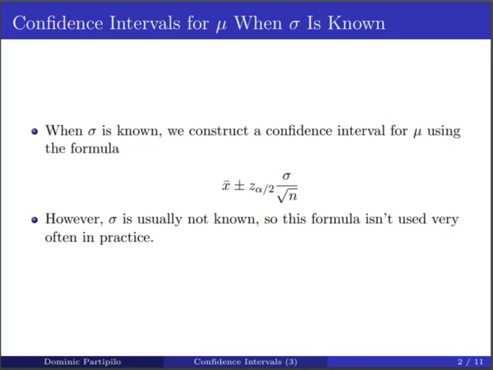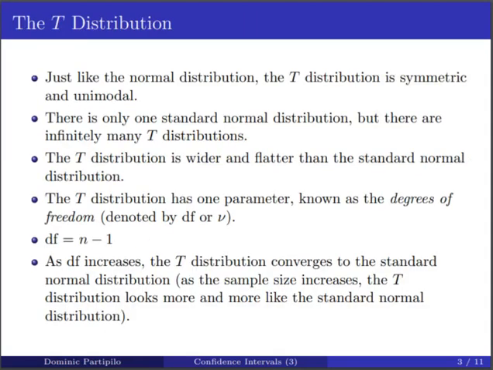The only problem here is that sigma is not often known. It's not often that we don't know the population mean, but we do know the population standard deviation. We either know both of them or we know neither. So it's not very realistic for this formula to pop up very often. So what we need to do is come up with a formula that adjusts for us not knowing what the population standard deviation is. And this is where the t-distribution comes in.